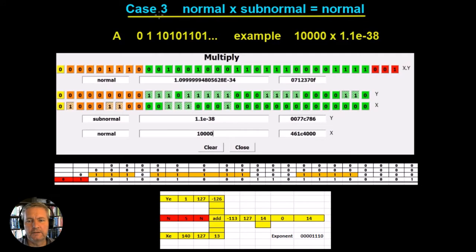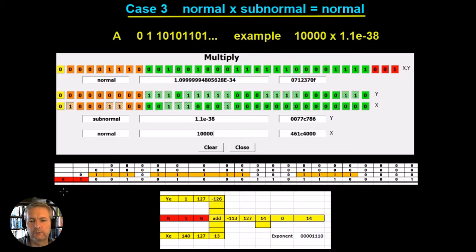So let's look at case 3 here, where we're multiplying together a normal with a subnormal and getting a normal result. Now we're going to do this for the 4 cases of the most significant bits here. So we've got our 0, 0, 0, 1, our 1, 0 and our 1, 1. Now only a couple of these actually occur, so we only need to look at 2 of them.